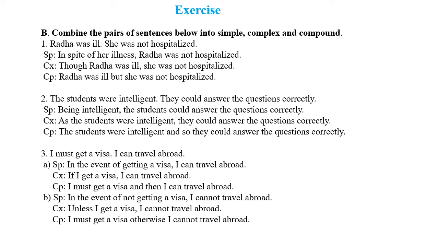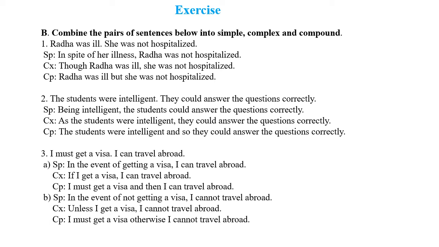So this is that possibility, condition and possibility, condition and negative possibility we can write in both types. Okay. In the event of getting a visa, I can travel abroad. In the event of is the phrase, get is the verb which is changed into getting a visa. Then for complex, we can simply put if I get a visa, I can travel abroad. For compound, I must get a visa and then I can travel abroad. We are putting and then in between. We will get the compound sentence.